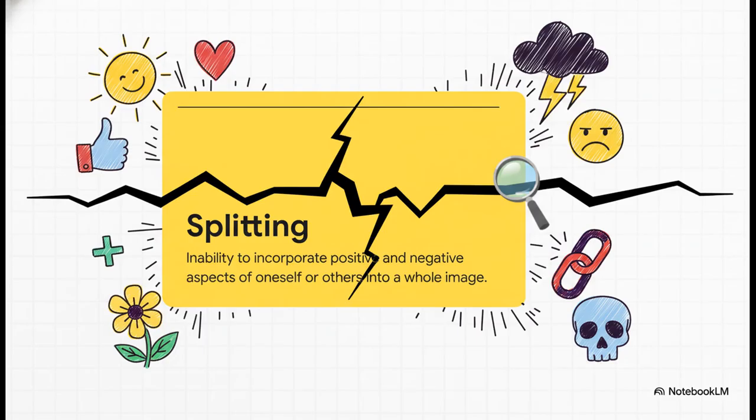And to really get a handle on BPD, you have to understand this defense mechanism called splitting. It's basically a kind of all or nothing thinking. A person is either all good or they're all bad. There's no in-between. So a friend who was perfect yesterday can become the worst person in the world today over a small mistake. This black and white view creates so much chaos and instability.